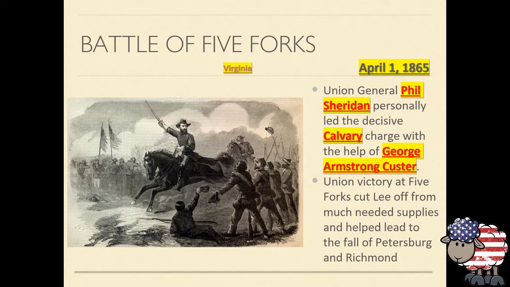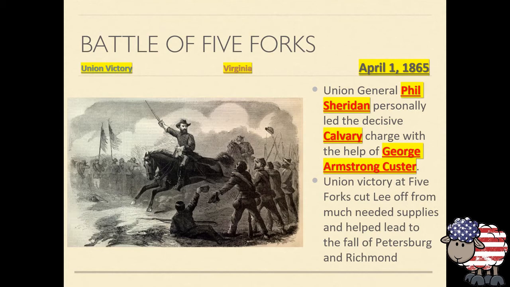So advancing the Anaconda Plan, the North at this point has cut the Confederacy in two. They have controlled the ports, and now they are trying to capture Richmond, the Confederate capital. So the Battle of Five Forks advances the Union cause.